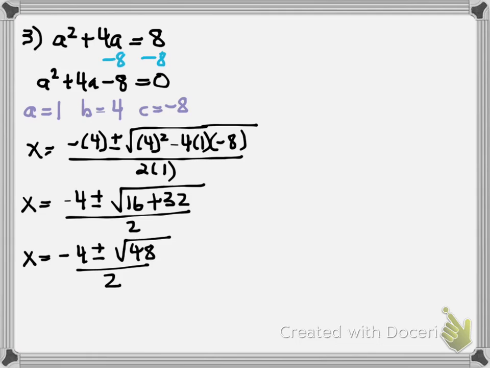Well, radical rules say you can't leave a perfect square factor under the radical. What's the greatest perfect square factor of 48, by the way? 16.